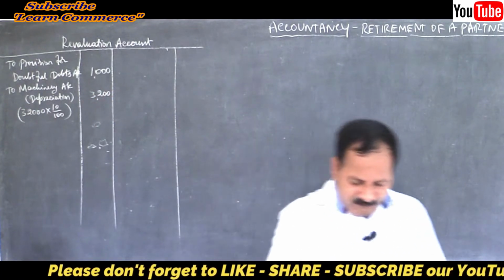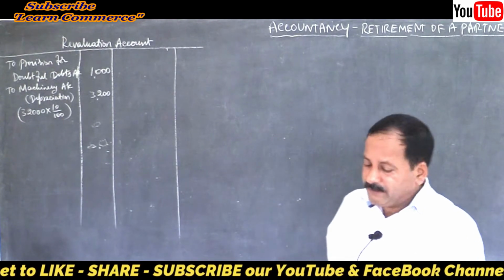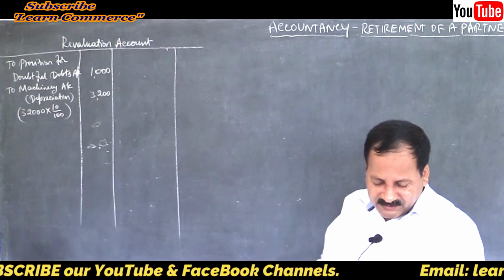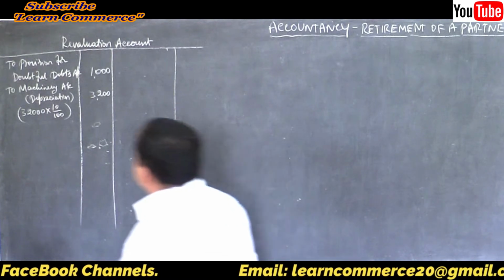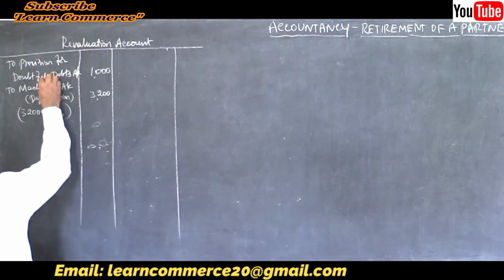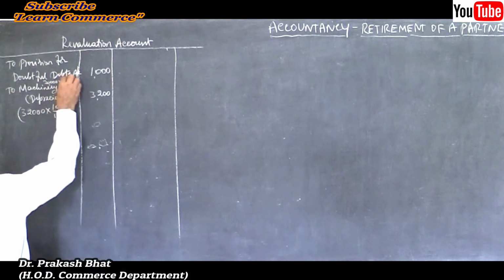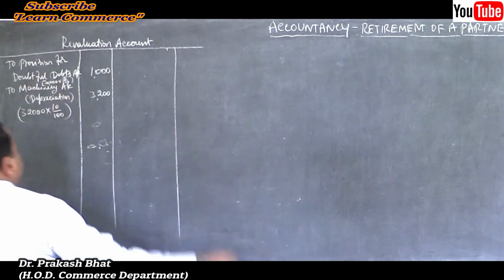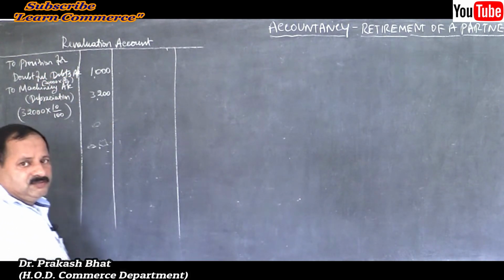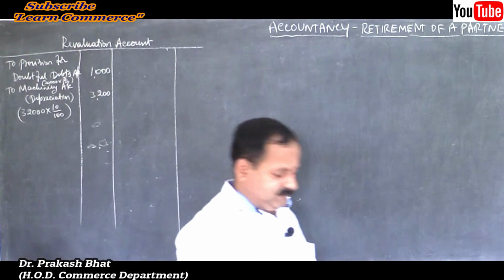What about PDD? 5% on debtors was told, isn't it? Debtors value is 20,000, so show the calculation here: 20,000 into 5 by 100. You have to show calculations.